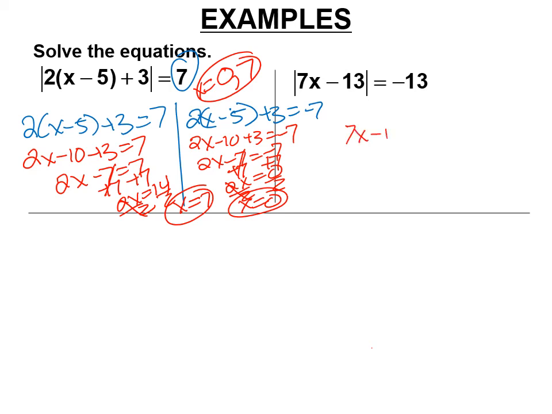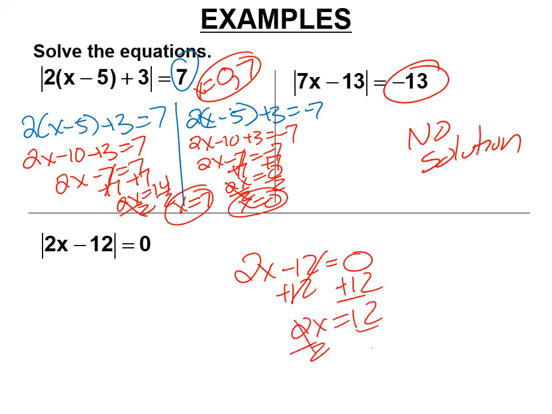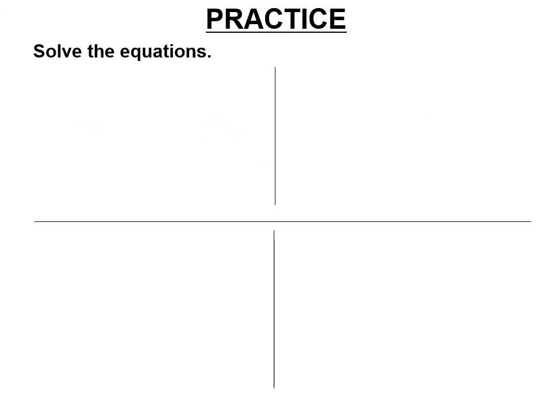All right, are you going to start doing that? Hopefully not. That's a negative number. No solution. All right, don't waste your time. This has one solution. So this one had one solution, this one had no solution, this one had two solutions. So here's our practice.